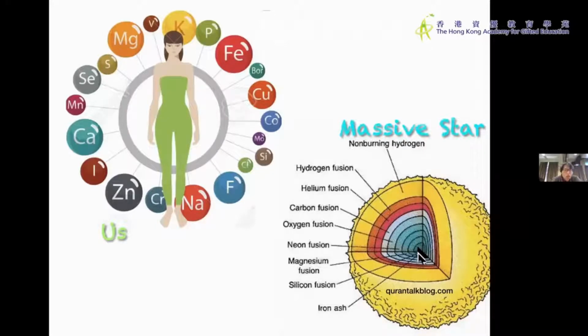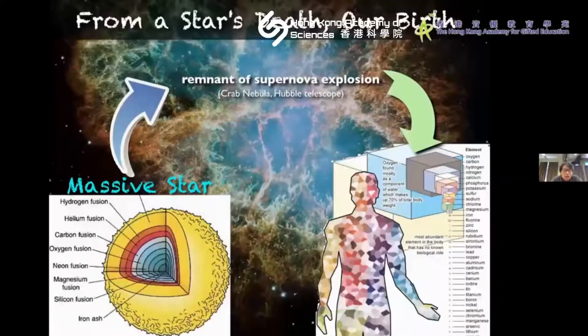Okay, so we believe that those heavy elements our body needs are actually coming from massive stars. And the question is, how can we get material from the interior of massive stars? We have to wait until the star dies. Okay, for massive stars, they will die with an explosion.